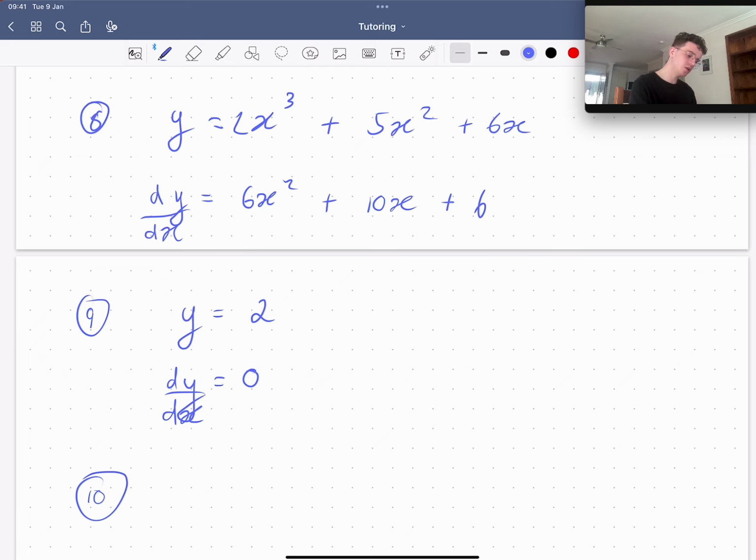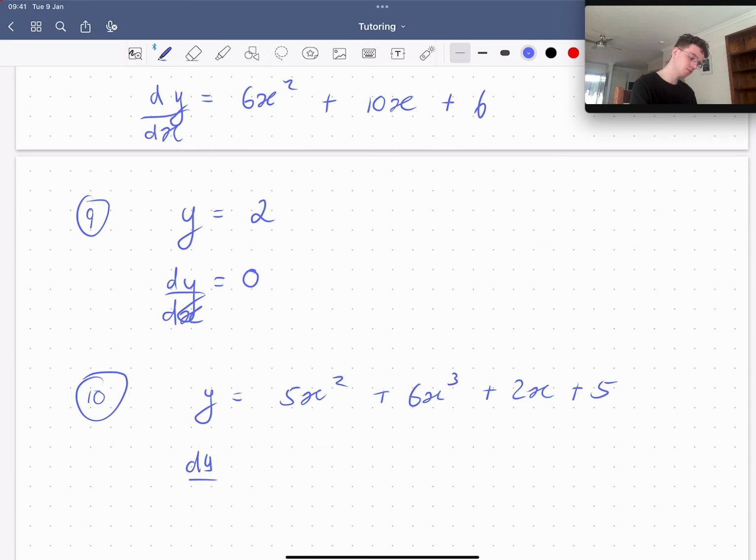So last one, question number 10. y equals 5x squared plus 6x cubed plus 2x plus 5. Well, dy dx is going to equal 5 times 2 is 10x plus 6 times 3 is 18x squared plus 2, and the 5 goes away.